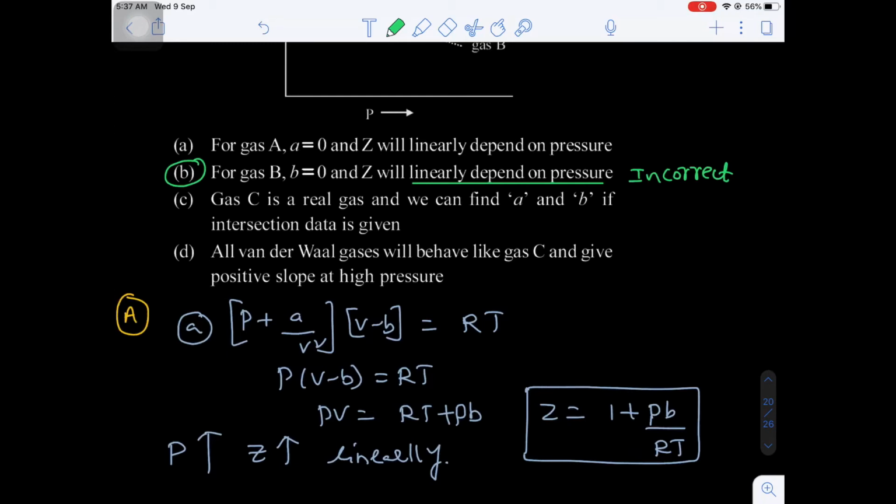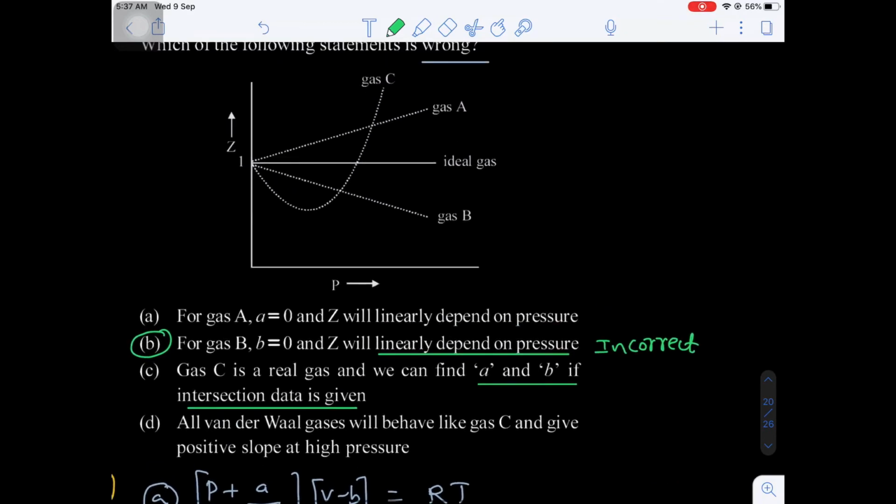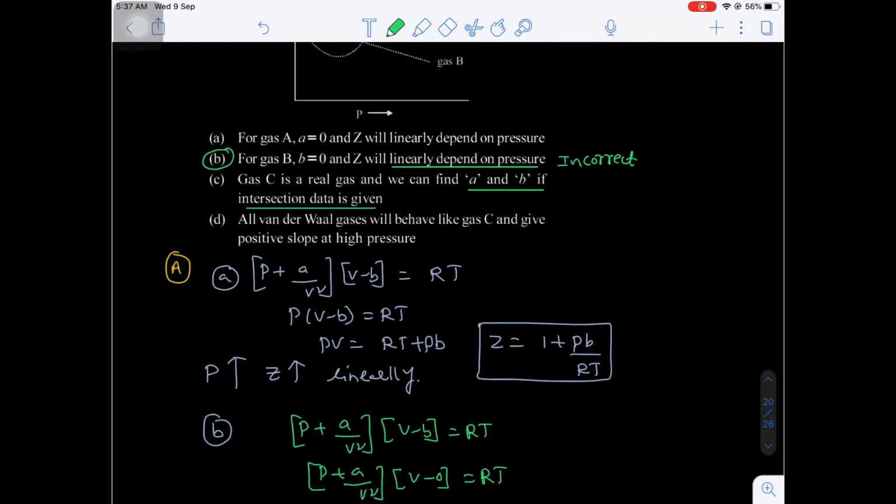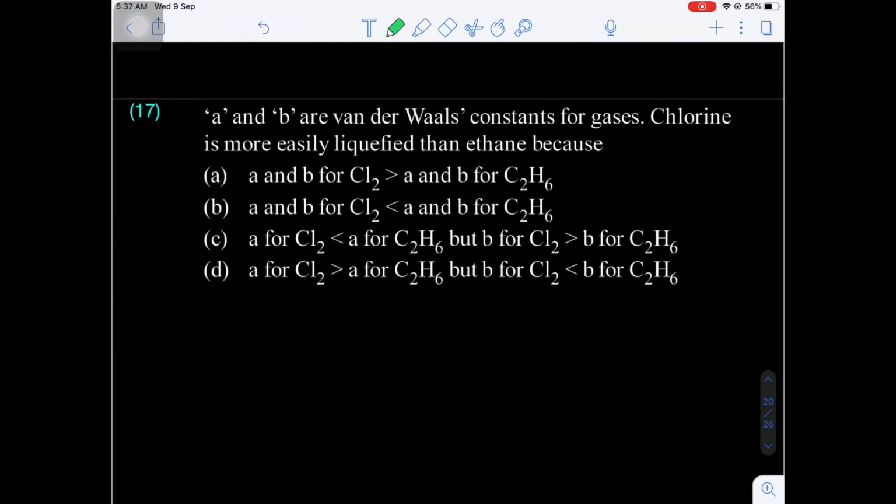Now come to option C. Gas C is a real gas and we can find the van der Waals constants A and B if the intersection data is given. This is the correct statement. And all van der Waals gases will behave like gas C and give the positive slope at high pressure. We know as the pressure increases, all gases will show positive deviation, and the slope will increase. Now here the answer will be option B.